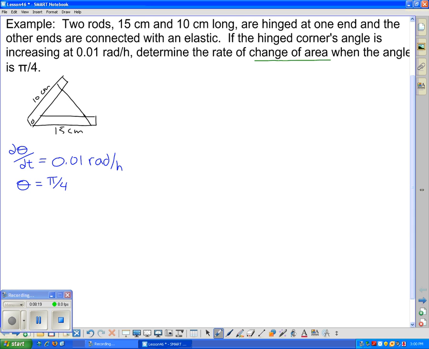What am I looking for? Well, I'm trying to find the area of this triangle, 1/2 base times height. That's our comfortable formula with the triangle.